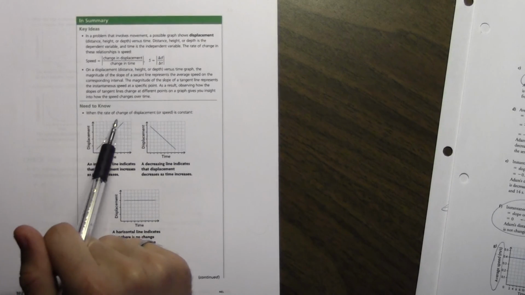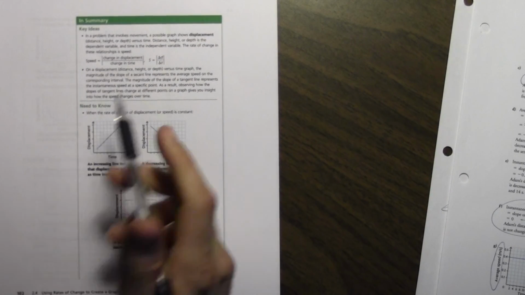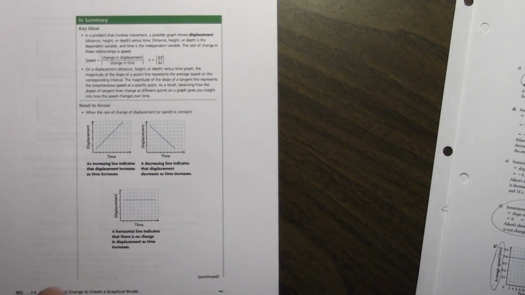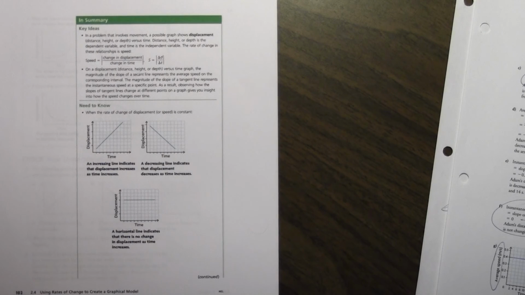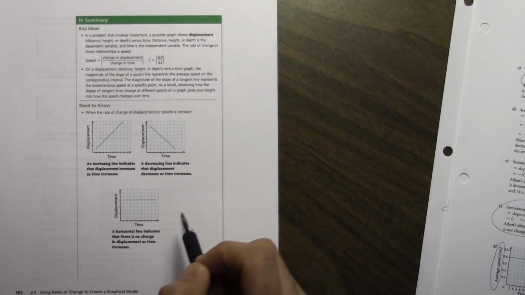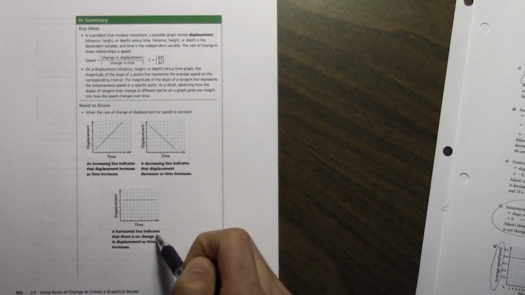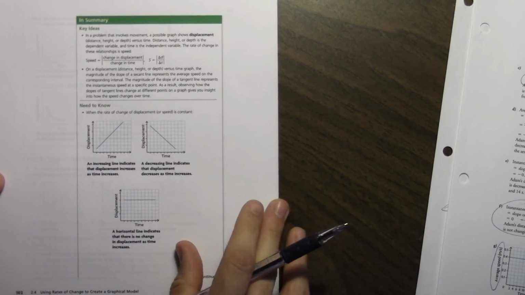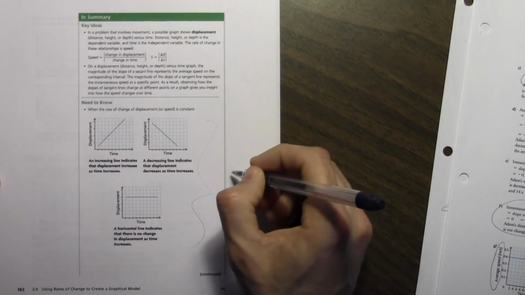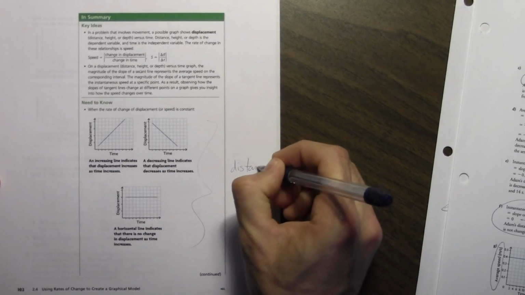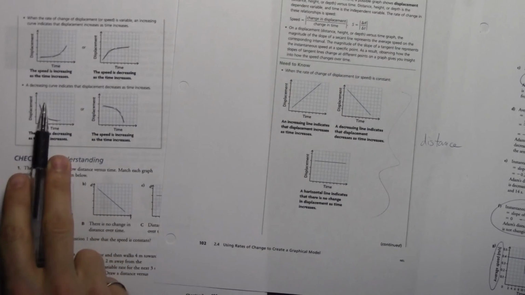All right, you need to know, when the rate of change of displacement or speed is constant, we get a straight line. An increasing line indicates that displacement increases. A decreasing line indicates that displacement decreases as time increases. A horizontal line indicates that there is no change in displacement as time increases. So that's all interesting, but those are all distance graphs. We're a little bit more interested in the speed graphs, which are here.